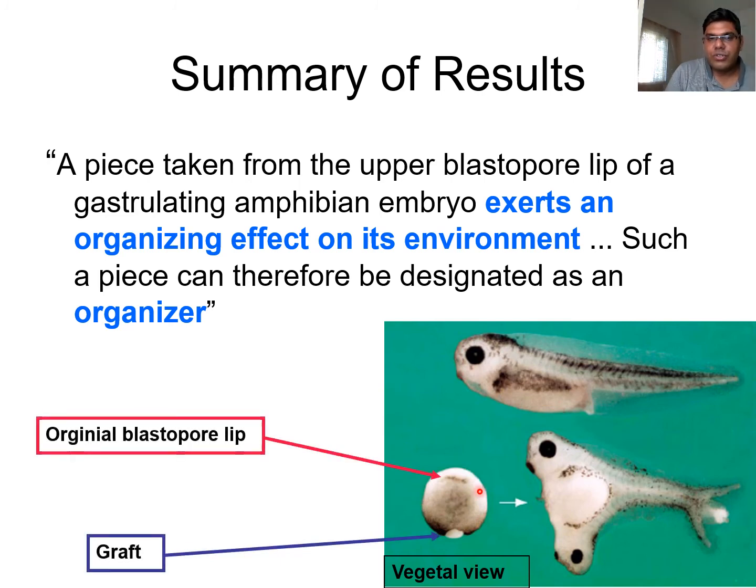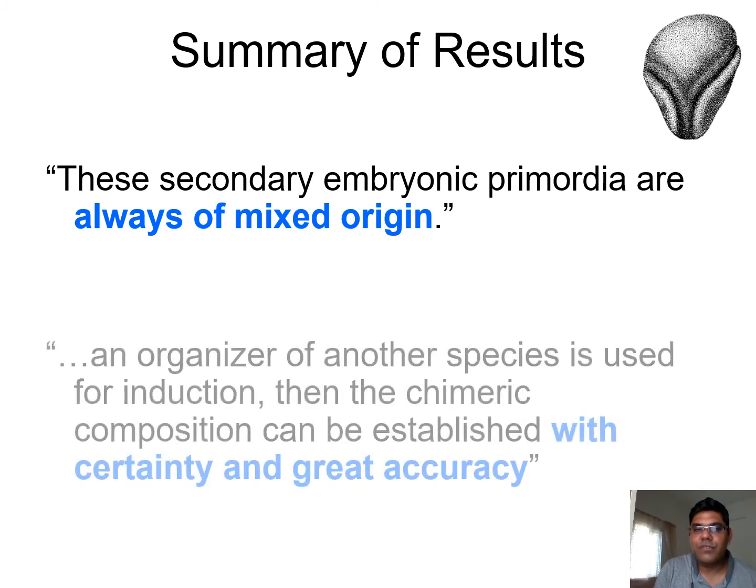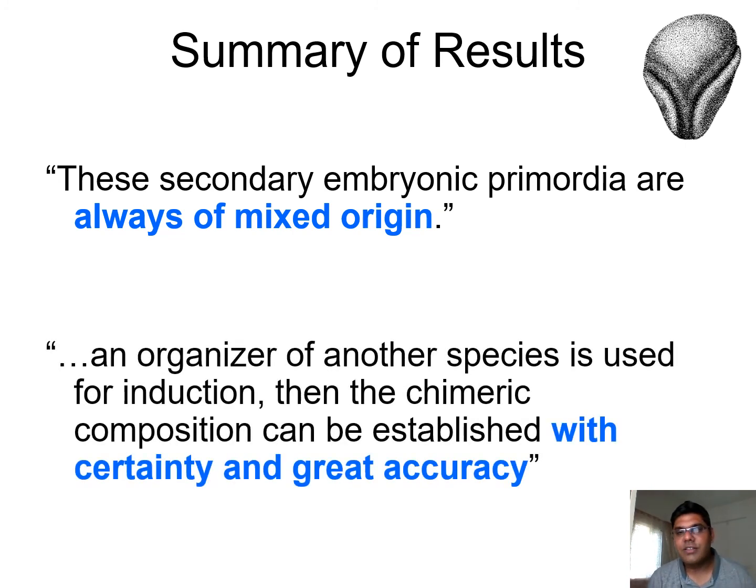So this is the original blastopore lip which was grafted to the bottom of another embryo. And these secondary embryonic primordia are always of mixed origin. So you can take an embryo from some other species, and because the two embryos are of different origin, of different species, an organizer of another species can be used for induction, and then a chimeric composition can be established with great accuracy and certainty.